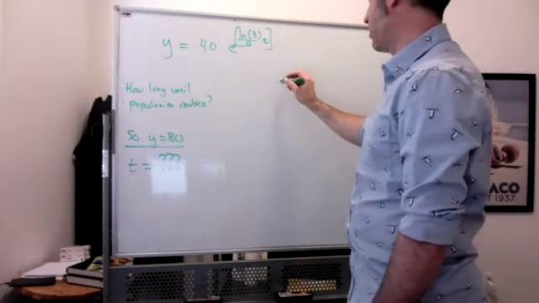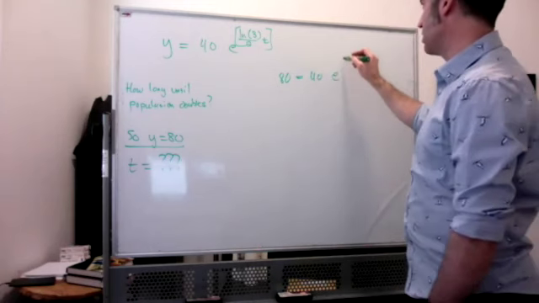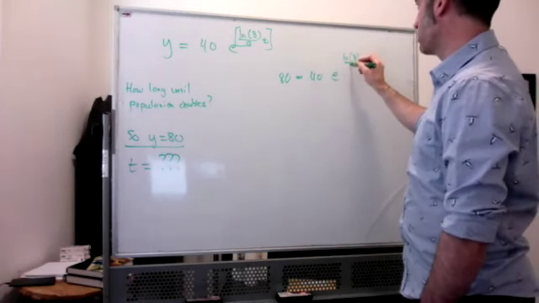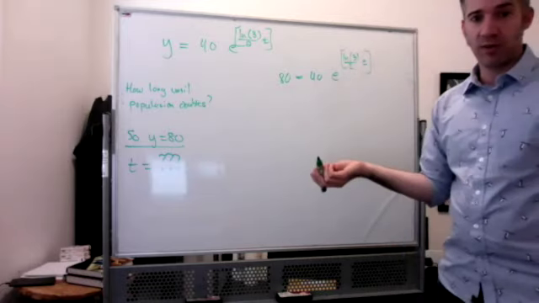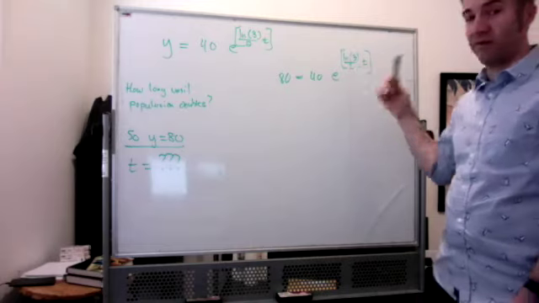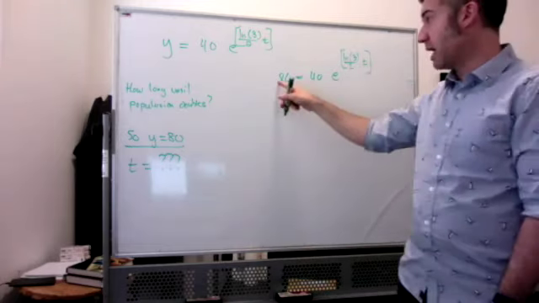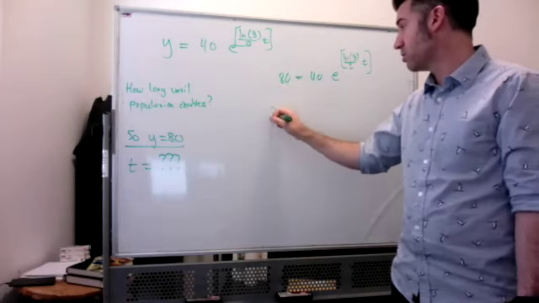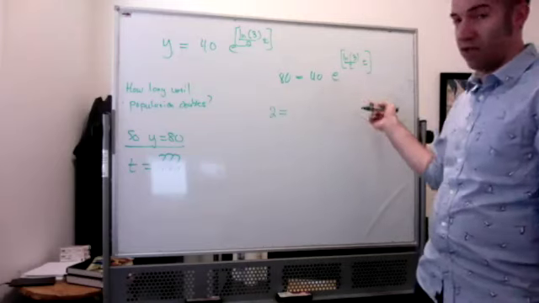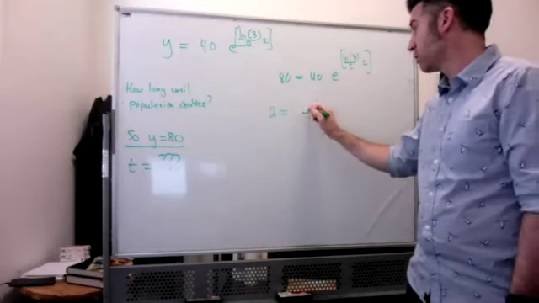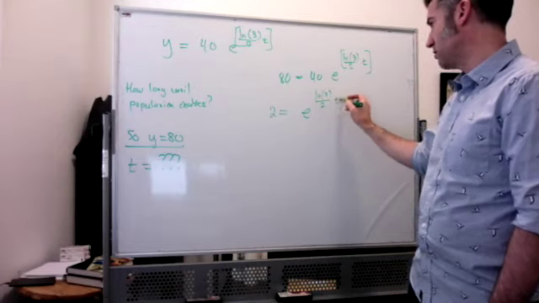So I'm going to start with 80 equal to 40 times e to the natural log of 3 over 2 times t. And almost always, when we're solving for something that's in the exponent, the first step is to get rid of this coefficient. So divide both sides by 40. 80 divided by 40 is 2. 40 divided by 40 is 1, which I'm not going to write because 1 times whatever is just whatever. So I get 2 equals e to the natural log of 3 over 2 times t.